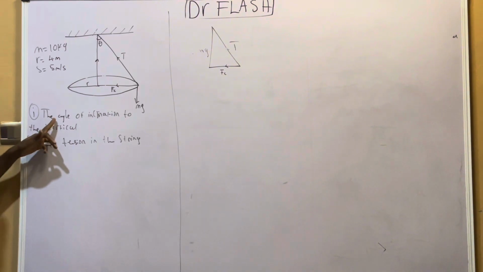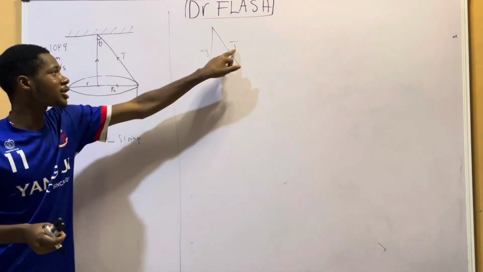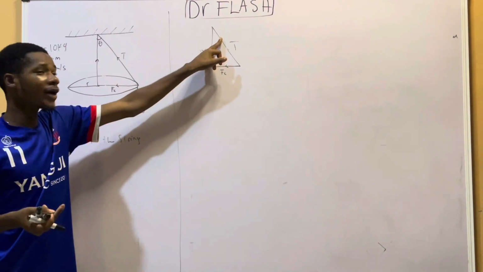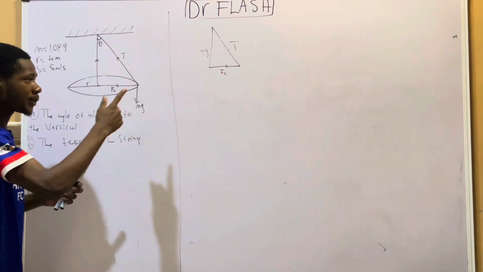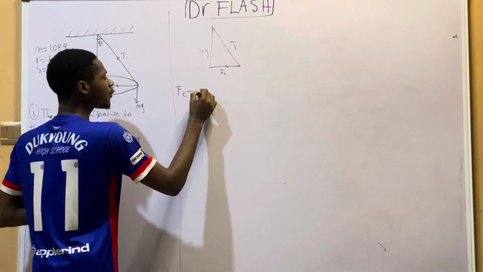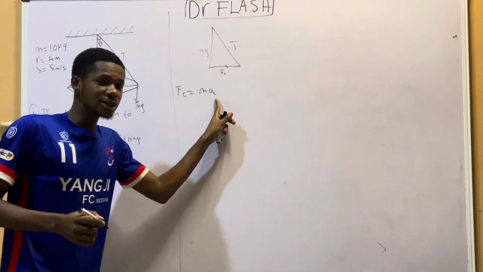Next thing, we are asked to find the angle of inclination. We then have to find the value of T, mg, and Fc in order for us to make use of some trigonometrical formulas to find the angle theta. Now, first of all, you might want to find the centripetal force. To find centripetal force is simply mass times acceleration, where this acceleration is the centripetal acceleration.